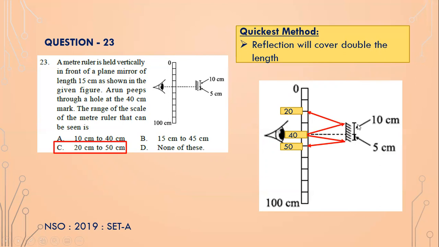So the length of the mirror above the hole is 10. So the ray will pass like this, and the incident ray at 20 centimeter of the meter ruler will be like this, and Arun can see it at the 20 centimeter mark. Similarly, at the bottom, how much is the length of the mirror? 5. So the incident ray from 50 centimeter, because 40 plus 10 is 50, will go like this, and Arun will be able to see it in the hole. So the range of 20 centimeter to 50 centimeter, that whole range Arun will be able to see in the mirror.